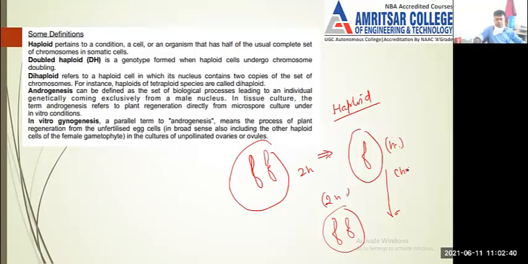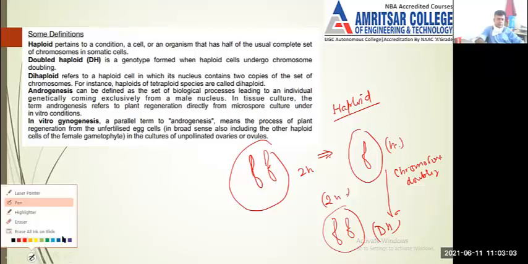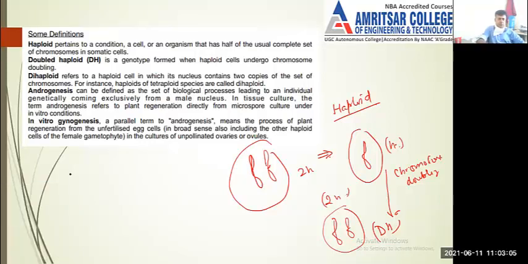Chromosome doubling. ठीक बेटा, this is okay. So this is called the DH. What is the DH? Double haploid means double set of chromosome. There are two terms, dihaploid and double haploid. This is a double haploid.